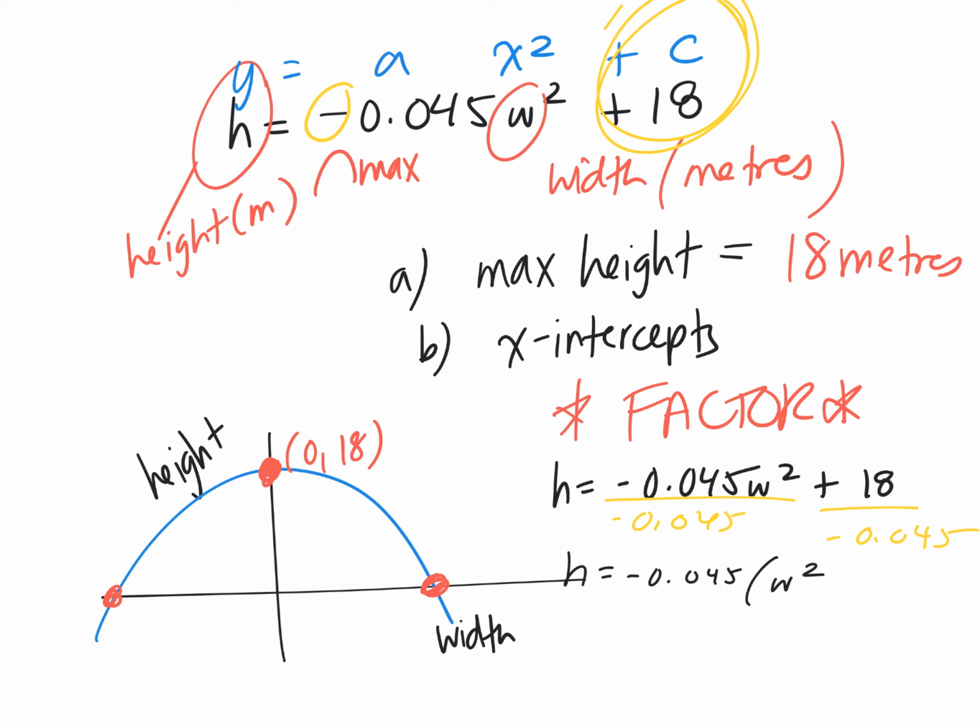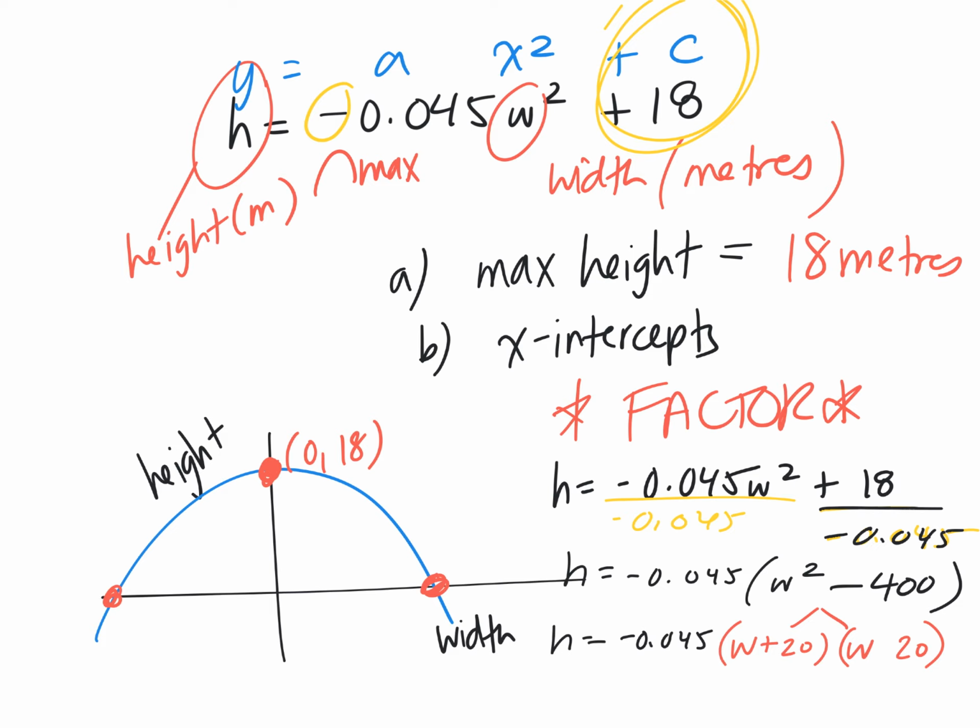W squared. What's 18 divided by negative 0.045? What do you get? When you divide these two, you get negative 400. Can you factor this now? Is that a difference of squares? So how do I factor this difference of squares? What's the square root of W squared? W. What's the square root of 400? 20. So this is plus, minus, right?